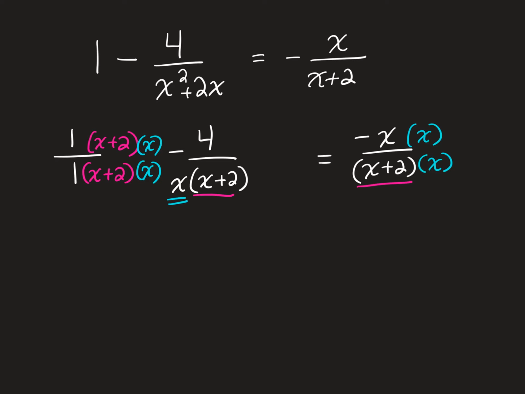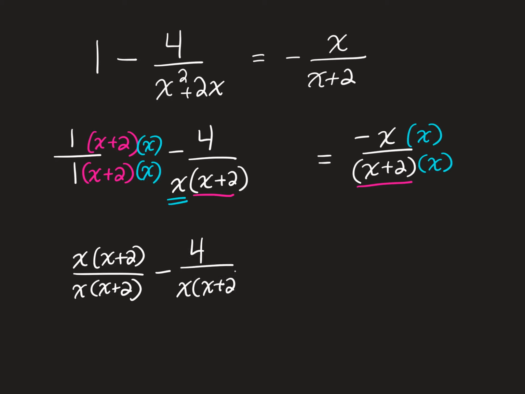Okay, now at this point, I'll just rewrite this last step, and then I would leave this one if you wanted to try to finish it on your own to go ahead and do so. I would have x times x plus 2 over x times x plus 2. Resist the urge to change that to 1 because that just puts you back where you started in the beginning. Minus 4 over x times x plus 2 equals, and this would be negative x squared times x plus 2.